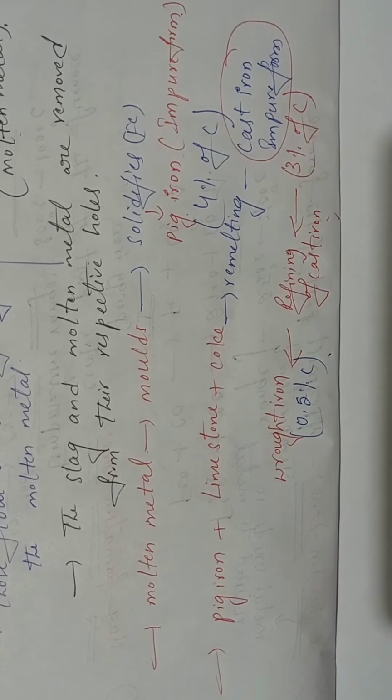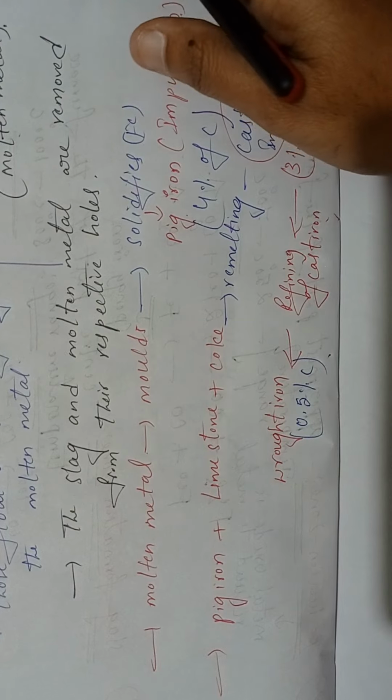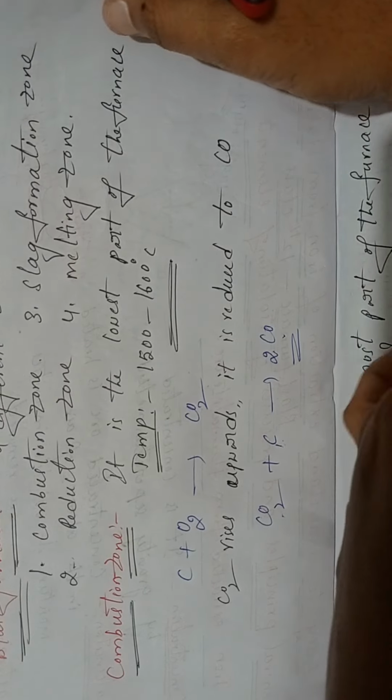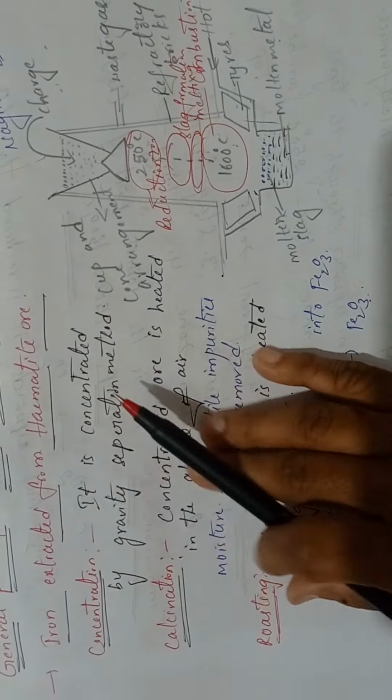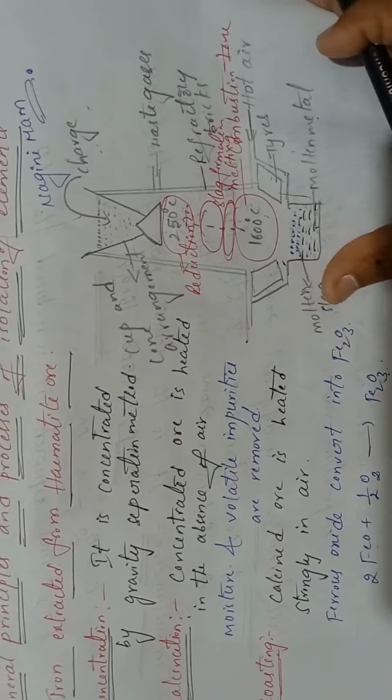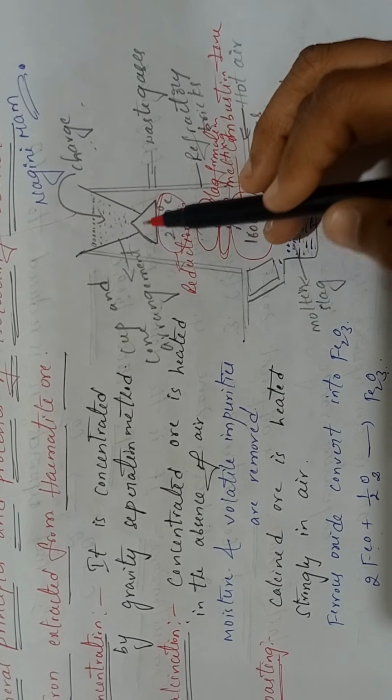Are you clear, Nana? So here total 4 zones are there, correct? Total 4 zones we have in the blast furnace. So what are the 4 zones, students? Combustion zone. So first, what are the methods, students? Here concentration method. Okay, now once you see the diagram, Nana, see here, this is the cup and cone arrangement. Charge is introduced into the furnace.